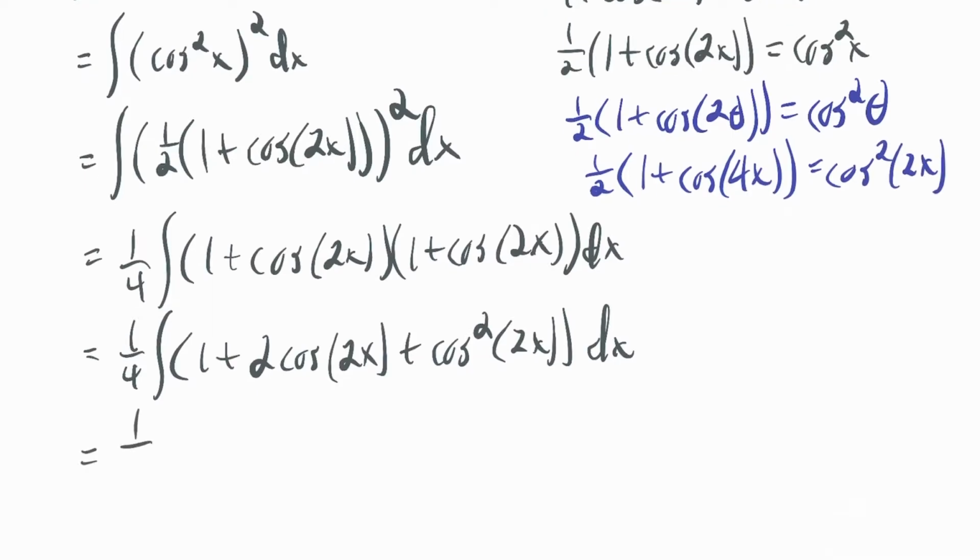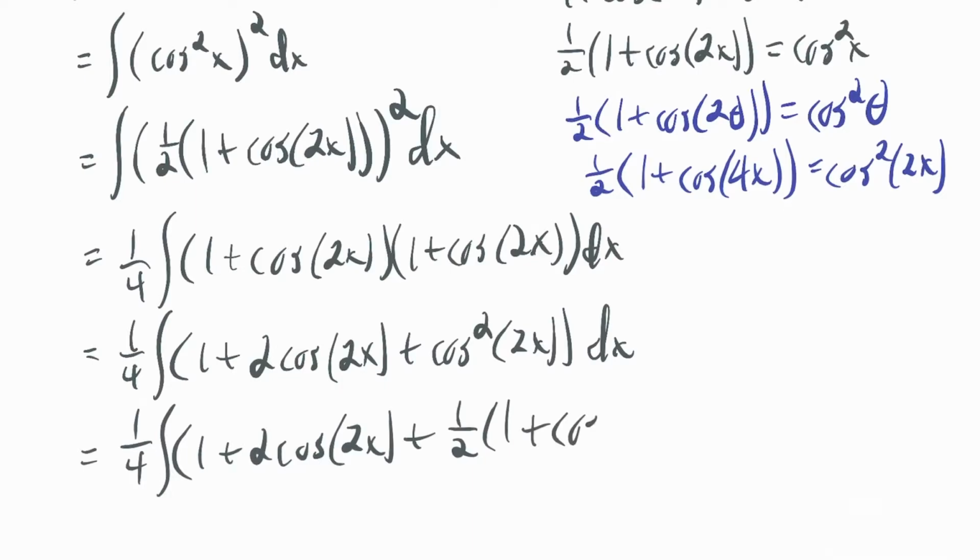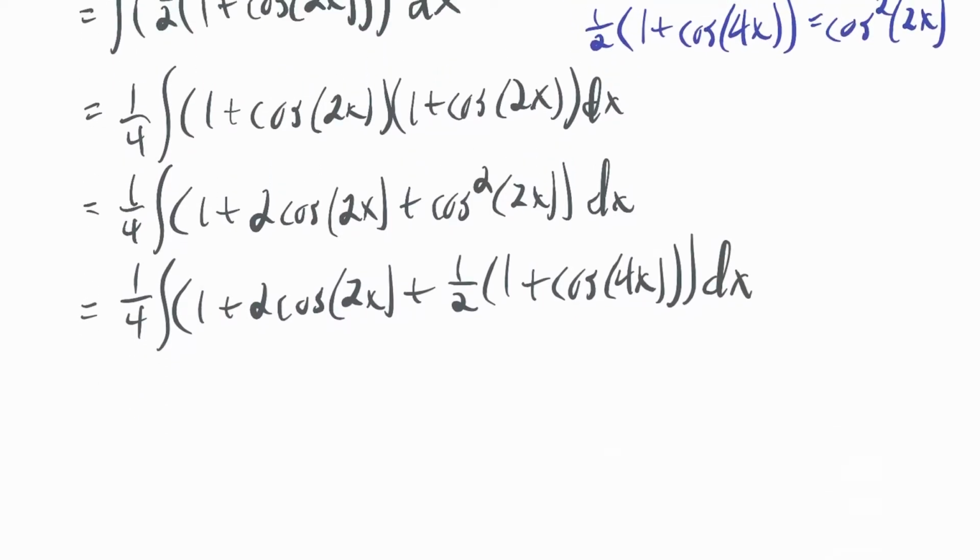This equals 1/4. And I'll do all the antiderivatives at the same time. I won't do the easy one first. Plus 2 cosine 2x plus 1/2 times 1 plus cosine 4x dx. And then before I do the antiderivative, one more thing, I'm going to distribute this 1/2. Well, I guess it's optional. Yeah, I'll go ahead and distribute it. That's fine.